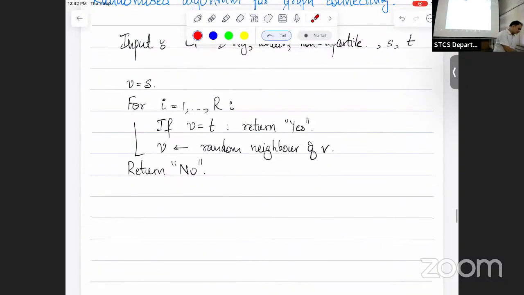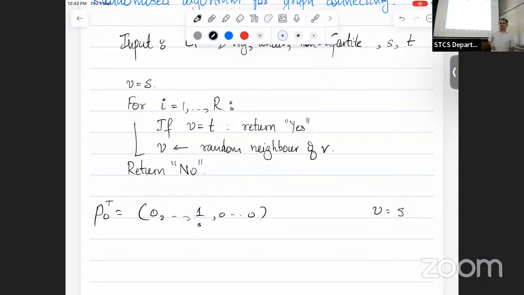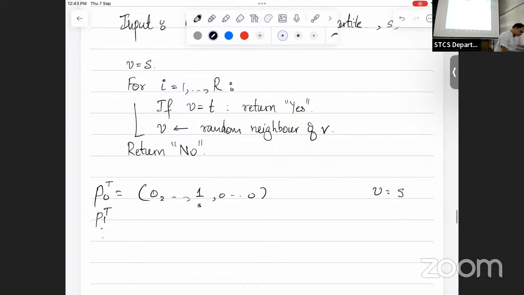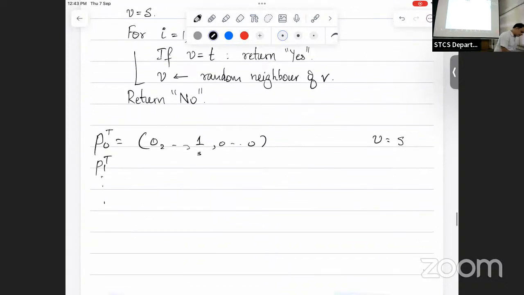Okay, so let's analyze this. I'm going to start with the probability distribution P naught to be 1 at the Sth coordinate and 0 everywhere else. That's the same thing as saying I'm starting my random walk at the point S. And then this distribution evolves. At the end of it, maybe I'm at some P_R transpose, which is some distribution.